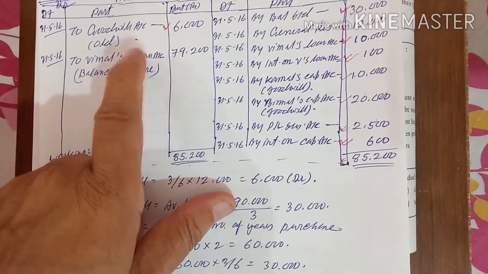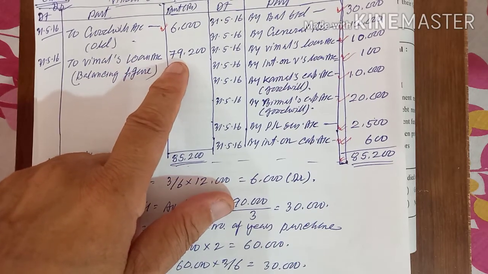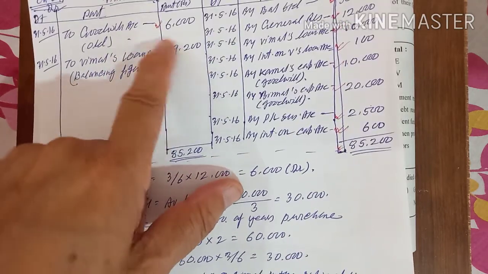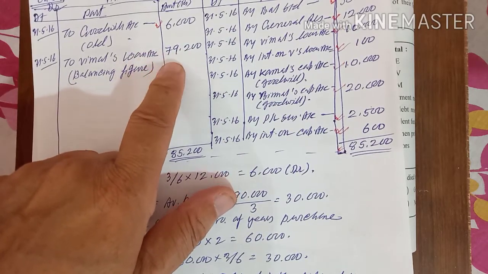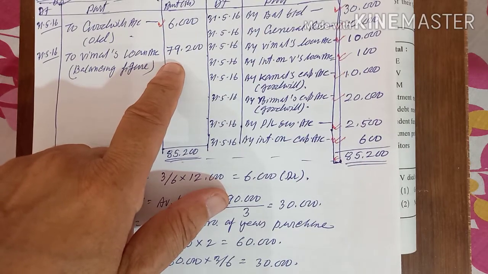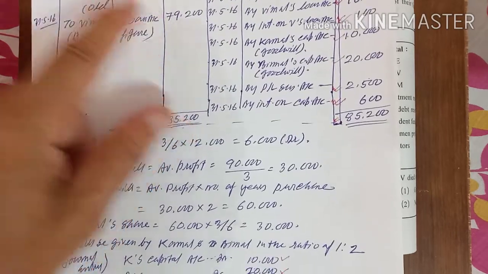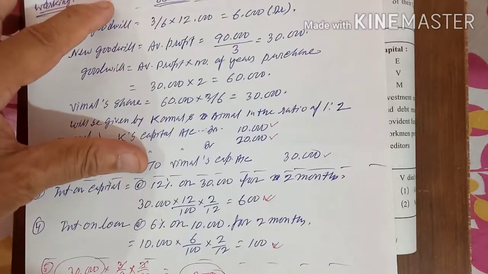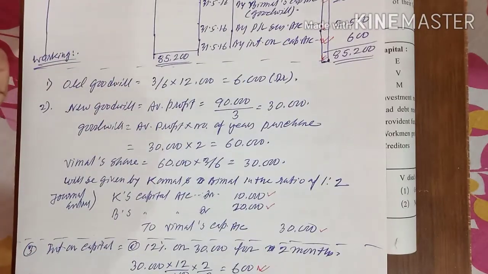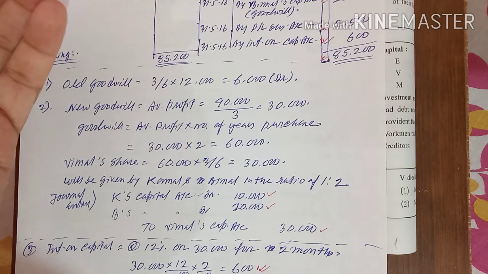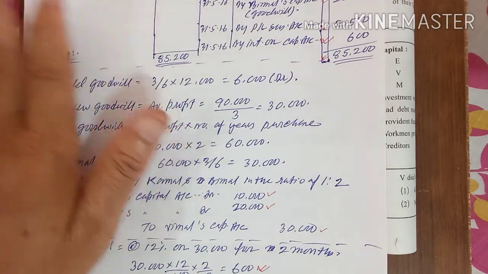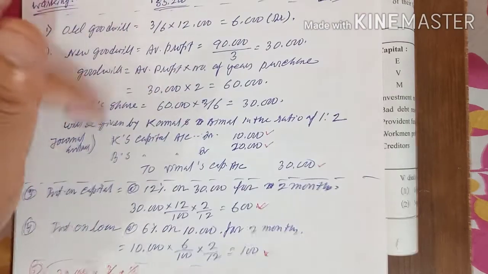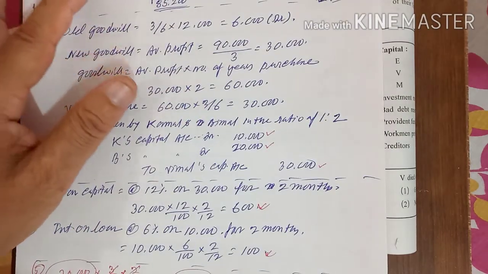That is the balancing figure. This balance is transferred to Bimal's loan account, and it will show in the new balance sheet on the liabilities side as Bimal's loan account, like in the previous illustration or exercise you have seen. I think you understood. Like that, one question of 6 marks will also come. Most of the time, questions like the previous ones may come: revaluation account, cash account, partners' capital account, cash account and new balance sheet. That is one type of question. This is another type of question. That type of question also may come.